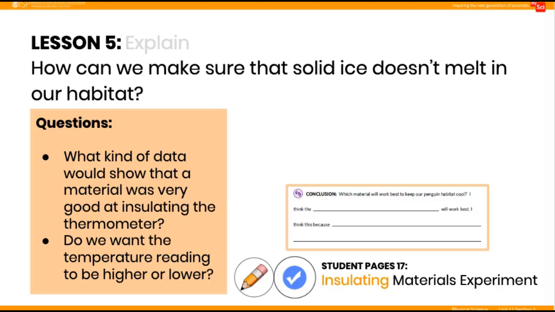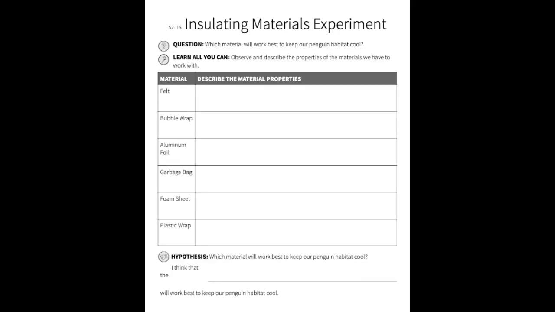In the Explain, review the data collected, returning students to their original question. Then use the question prompts shown here to guide them in understanding that lower temperature readings are better because they show that the material is kept cooler. Students can record their conclusion at the bottom of Student Journal page 17. Then return to their hypothesis and evaluate if it was accurate based on what they have observed.